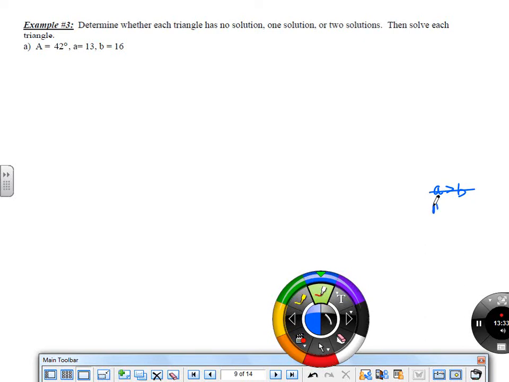The next thing I'm going to look at is if the angle's greater than or equal to 90, because if it is, then that has to be true. Otherwise, I don't have a triangle. The angle's not bigger than or equal to 90. So then I move into the third situation where I need to compare the side across from the angle to the other side times the sine of the angle. Okay? So I'm comparing 13 to 16 times the sine of 42. Okay? So I'm going to take my calculator and I'm going to calculate the sine of 42.